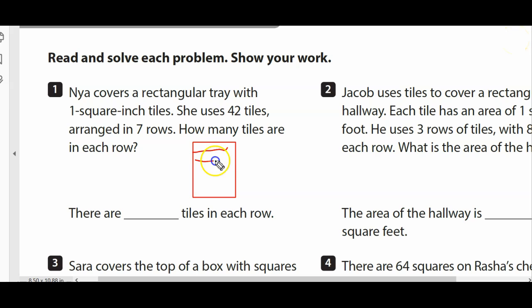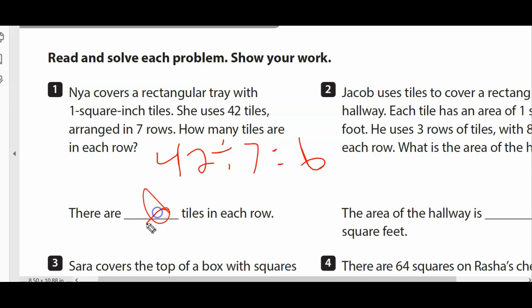So 1, 2, 3, 4, 5, 6. Roughly 7 rows, right? Okay. How many tiles are in each row? What operation am I going to do? Division, because I know the total already, right? So 42 divided by 7 is 6. So she uses 6 tiles in each row.